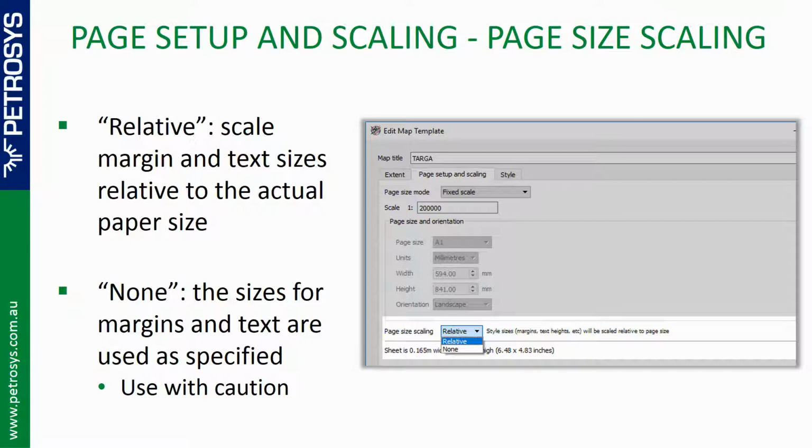At the bottom section of the page size and scaling window, there are two options for scaling. Relative scales margins and text sizes relative to the actual paper size, whereas None sizes margins and text as specified. This option should be used with caution. Next, we'll step into the software and I'll demo this functionality.